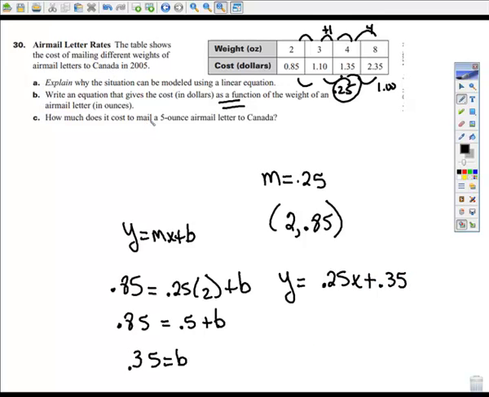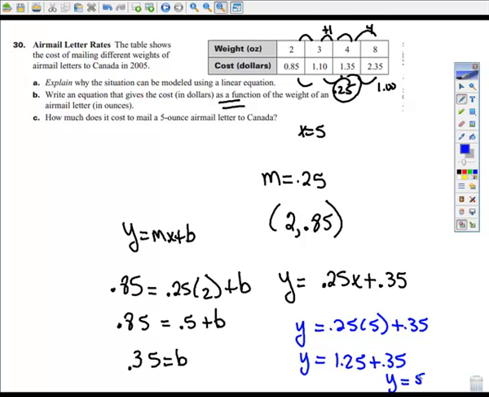How much does it cost to mail a 5-ounce airmail? So x equals 5. And I just plug it in. Y equals a quarter times 5 plus 35 cents. So 5 quarters is going to give me $1.25 plus 35 cents. Altogether it's going to cost $1.60 if I want to mail one that's 5 ounces.